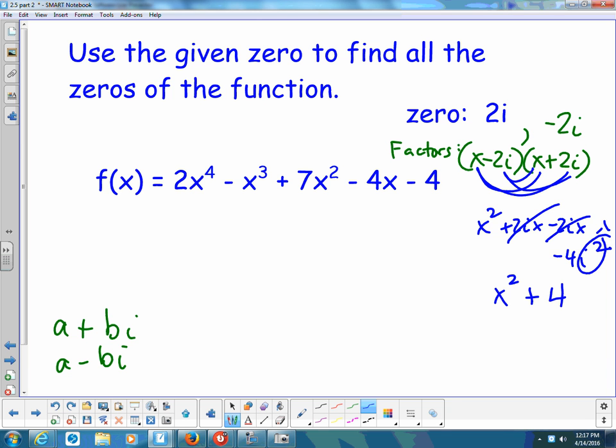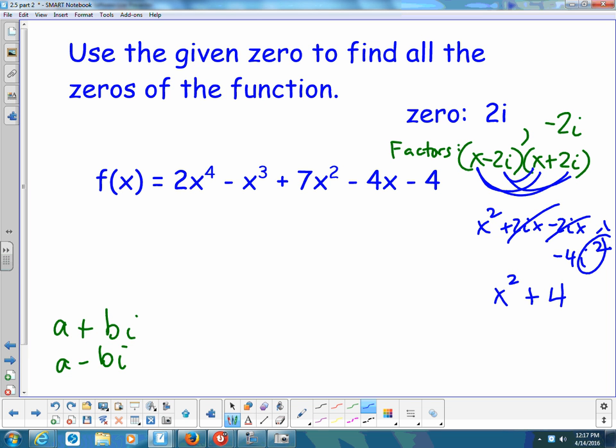What are we going to do to find the other 2 zeros? Factor out x squared plus 4 from here. Divide by x squared plus 4. We've got to divide this into this, right? Or I could say, we've got to divide this by this. Can we use synthetic division?